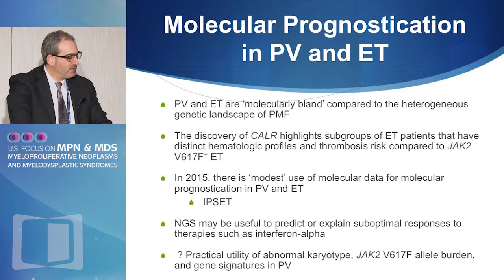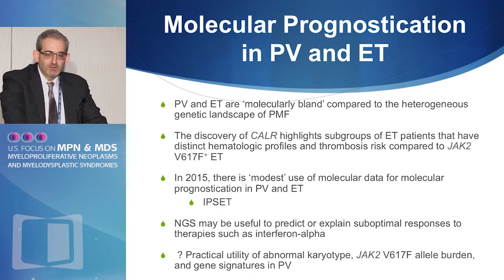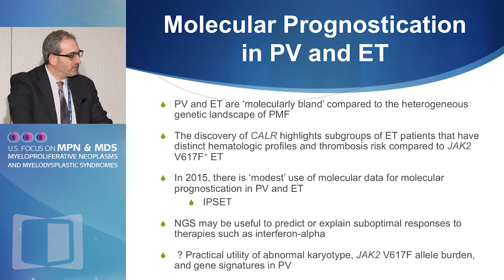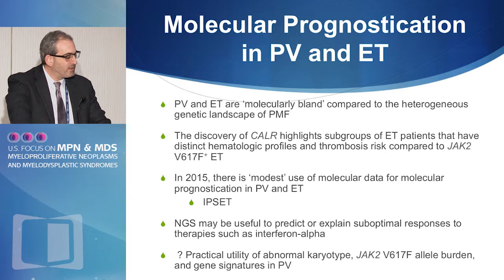And perhaps next-generation sequencing, or NGS, may be useful to predict or explain suboptimal responses to certain therapies, such as interferon alpha. And I do have to question the practical utility of abnormal karyotype, JAK2 allele burden, and gene signatures in PV, but I think if any of those are something that I would gravitate to, it would be doing bone marrows and looking for an abnormal karyotype to inform our patients about whether their prognosis may be changed by the finding of cytogenetic abnormalities. So I'll leave it there, and I thank you very much for your attention.